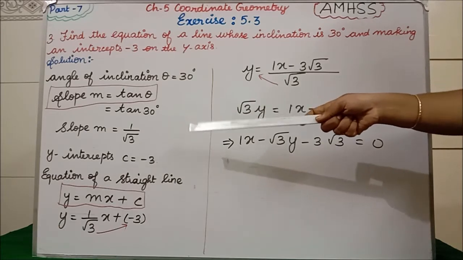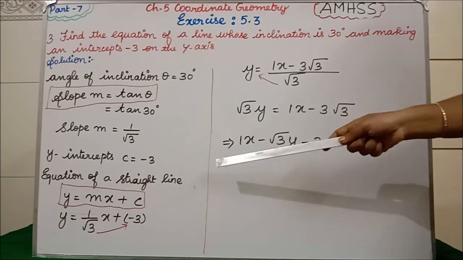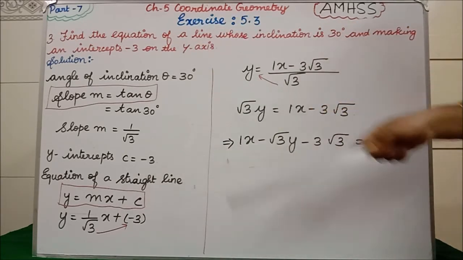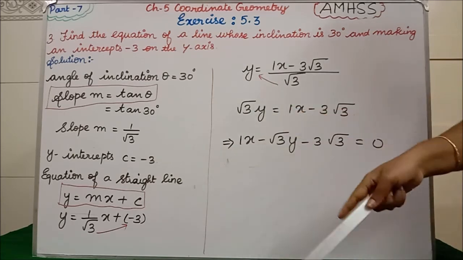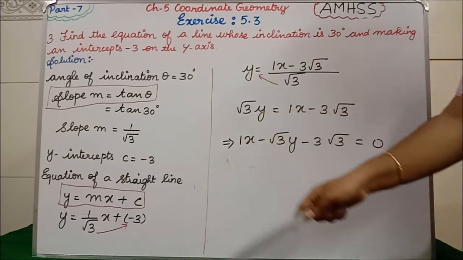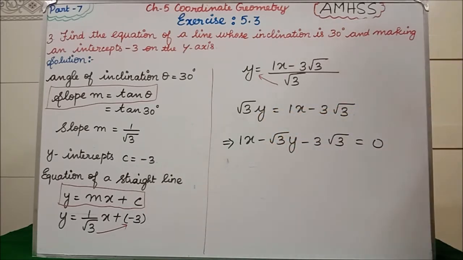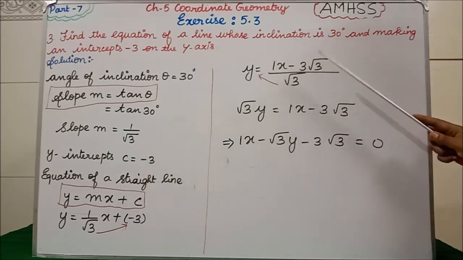So, y-intercept means c is equal to minus 3. The equation of a straight line is what they were asking, isn't it? So, y equal to mx plus c is the equation of a straight line. So, y is equal to, m value is 1 by root 3 x, c value is what? Minus 3. Clear?